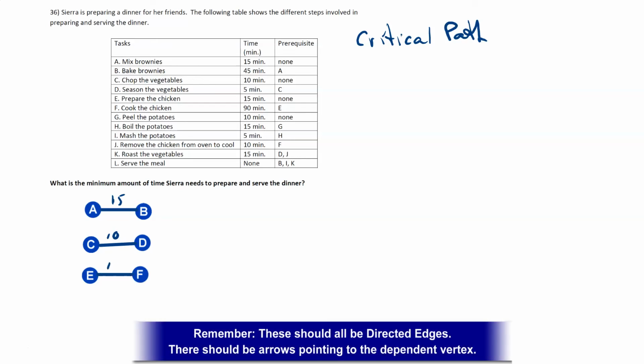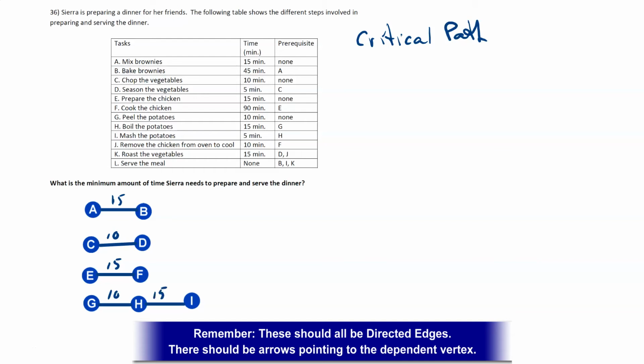Task E takes 15 minutes. Task G has no prerequisites, but task H depends on task G being done. And task G takes 10 minutes. Task I depends on task H, and task H takes 15 minutes.